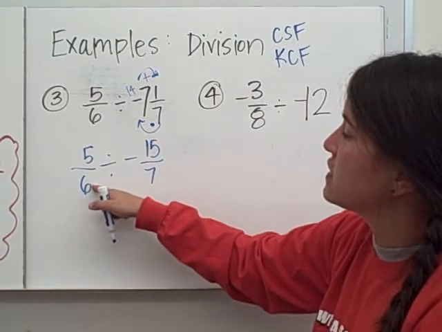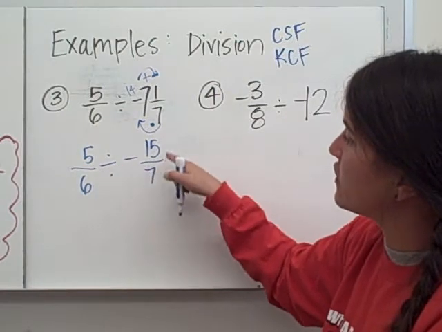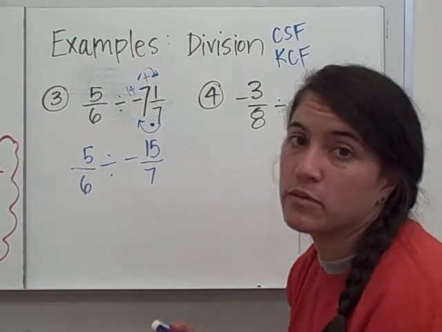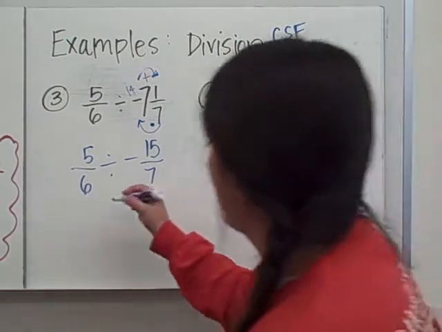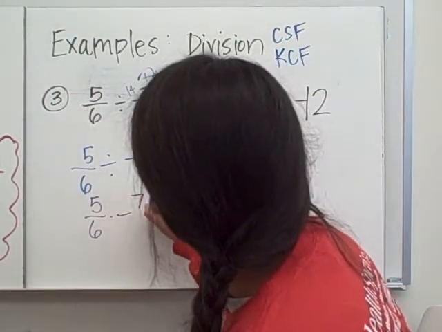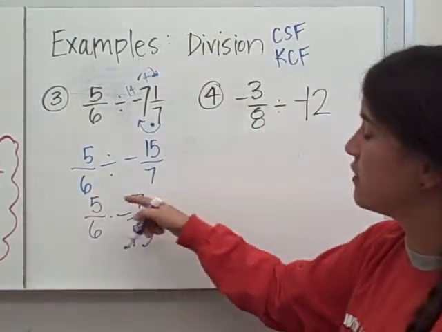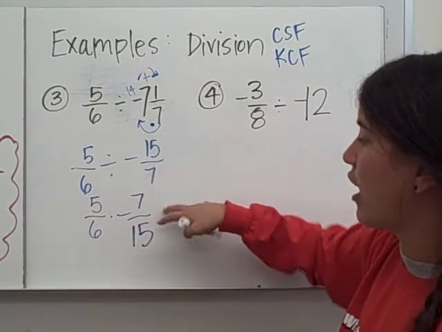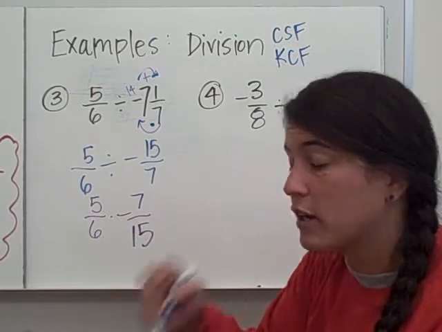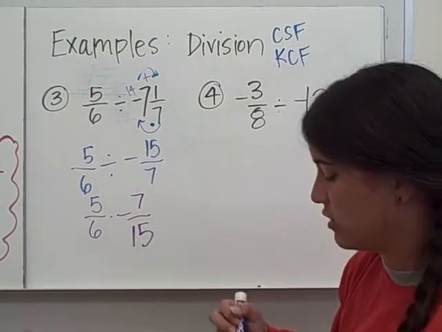And now I have 5/6 divided by negative 15 over 7. Now I'm going to copy, switch, flip, or keep, change, flip, whichever one. 5/6 times negative 7 over 15. Notice I flipped my fraction. That's called the reciprocal. I left the negative. The negative didn't go anywhere, but I flipped my fraction.